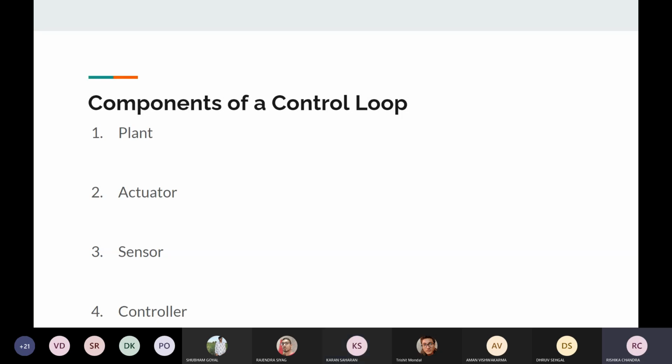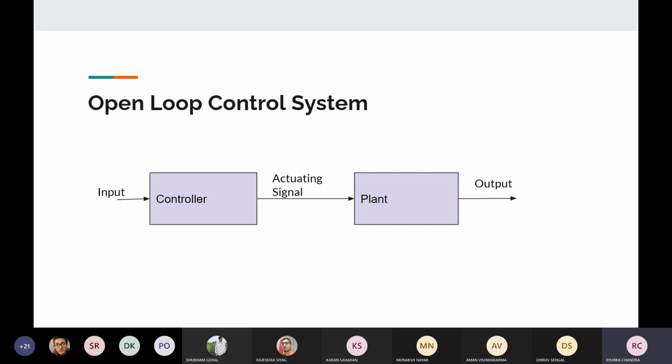And third is the sensor. What is a sensor? It's the opposite of an actuator. It senses something and converts it into electrical signals. Yes, correct. And the fourth component here is the controller. As in that car example, the controller was the device that was controlling the speed of the car. Okay, so let's go to the next slide.